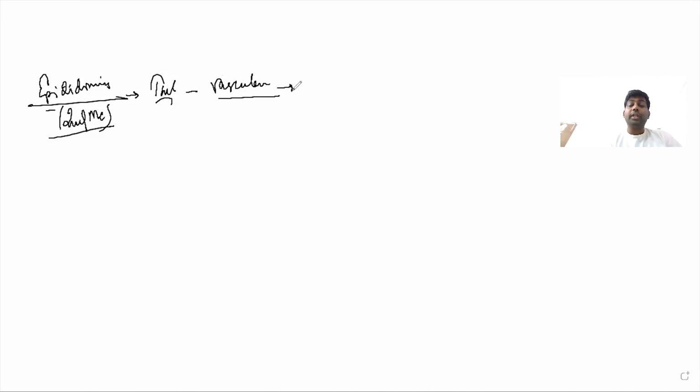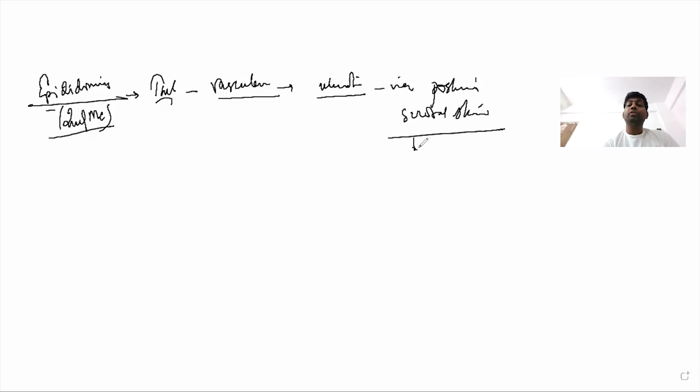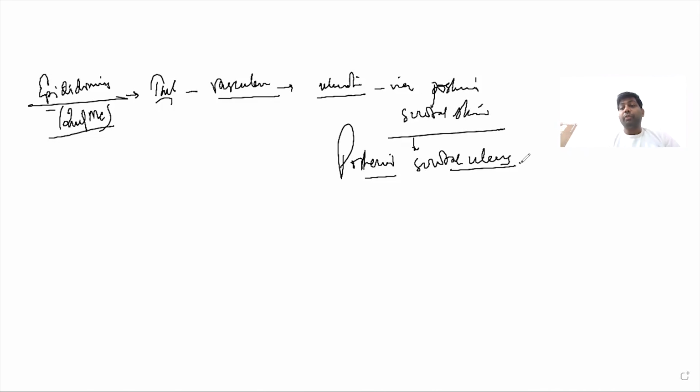Now, regarding involvement of the tail of the epididymis: since the epididymis is present in the posterior aspect of the testis, this might ulcerate via the posterior scrotal skin. So what do we get? We get posterior scrotal ulcers. In tuberculosis, the ulcers are commonly found in the posterior aspect of the scrotum. So this is what happens with the epididymis.